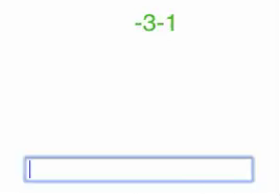Welcome to integers. Here's level 1. Here we have negative 3 minus 1, or negative 3 added to negative 1.